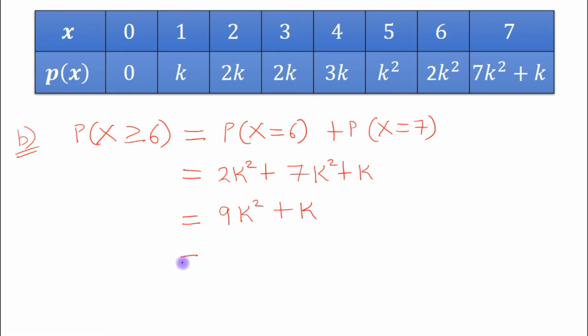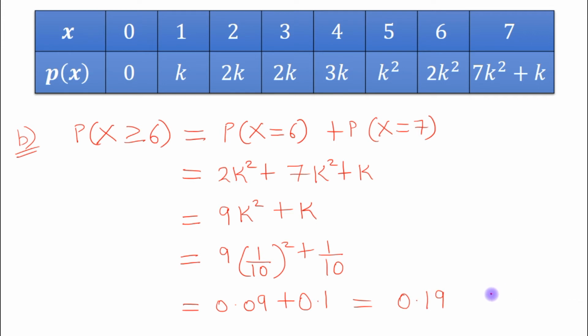We have already calculated the value of k in the previous part as 1 by 10. So it will be 9 times (1 by 10) whole square plus 1 by 10. It will be 9 upon 100, which is 0.09, plus 0.1, which is equal to 0.19.